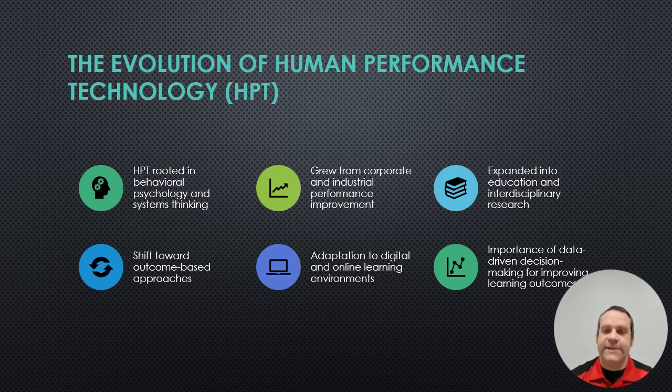But one of the most critical shifts in the evolution of HPT is its move towards outcome-based approaches. Early HPT models focused heavily on improving efficiency and productivity, but now we focus on measurable outcomes, whether that's learner satisfaction, skill acquisition, or overall academic achievement. This shift aligns with the goals of online education, where performance can often be difficult to track due to the remote and asynchronous nature of learning. HPT's ability to provide clear, data-driven insights into both individual and group performance is really what makes it so valuable in today's online learning landscape.